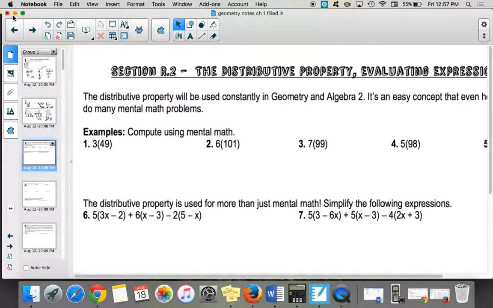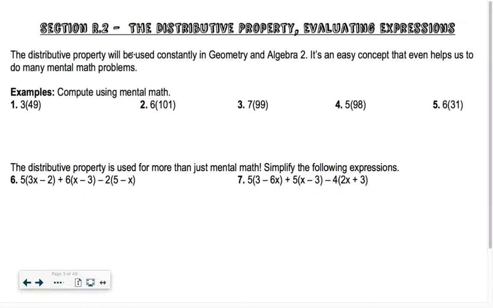So section R.2, the review chapter, section 2, is on the distributive property and evaluating expressions. This should be kind of a review from what you did in Algebra 1. Throughout the year, I'm going to teach you lots of number tricks, ways to do things in your head, like multiplying by 4 in your head. You would multiply by 2, multiply by 2 again. You're going to learn all of these tricks.